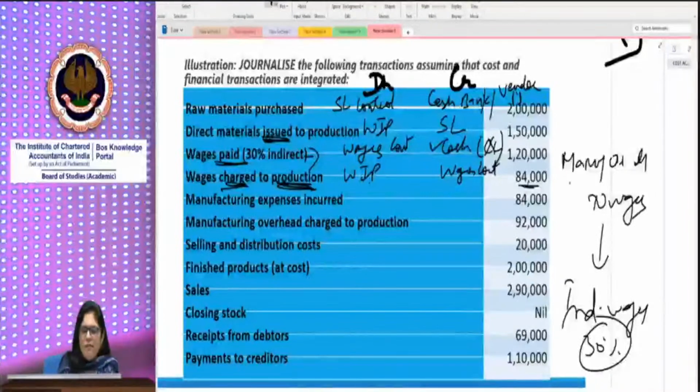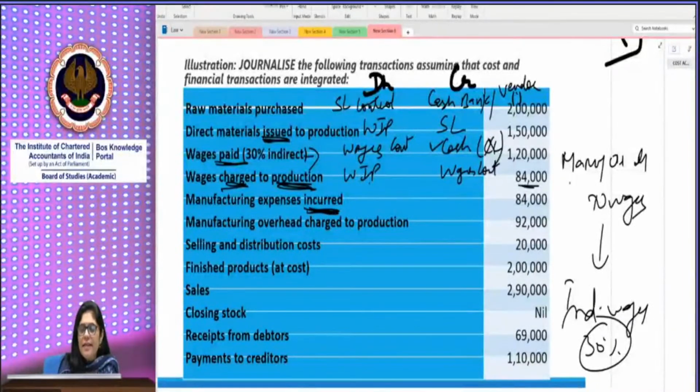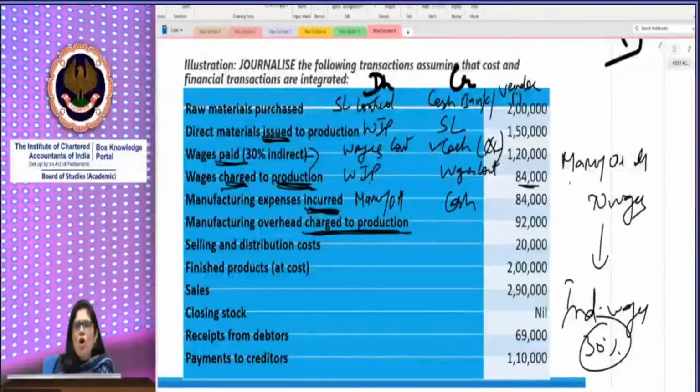Manufacturing expenses incurred, that means they are just entering the system. So manufacturing overhead control account debit to cash or bank, whatever. It's incurred, so you can assume as paid. Otherwise, you can credit creditor also. Yes, factory overheads to wages control for indirect wages. So incurred. Charge to production, that means absorbed.